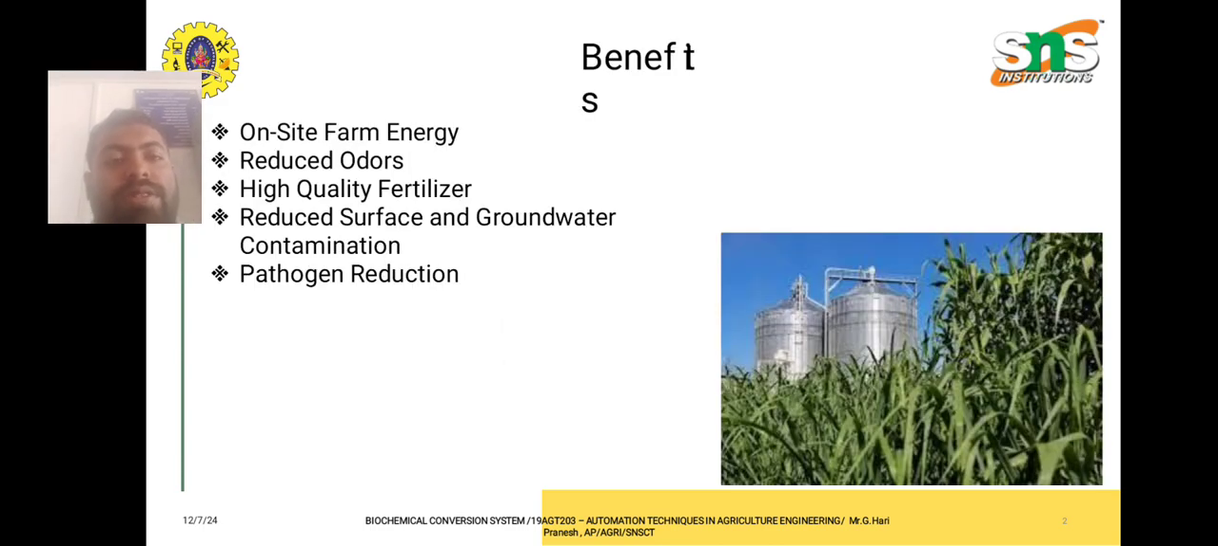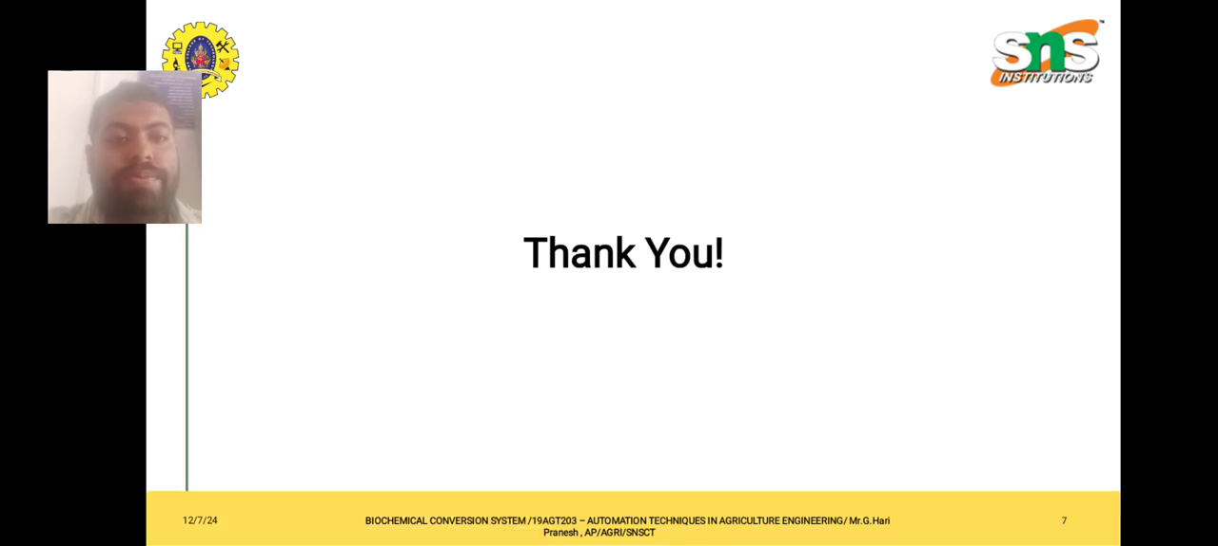Benefits. What are the benefits of this biomass? It produces on-site farm energy. It reduces odors. It gives high quality fertilizer. It reduces surface and groundwater contamination, and it helps in the reduction of pathogens. These are some of the benefits of biomass energy. Thank you. In this class, we have seen what biomass is, what products are obtained from biomass, what the sources of biomass are, and finally the benefits of biomass.